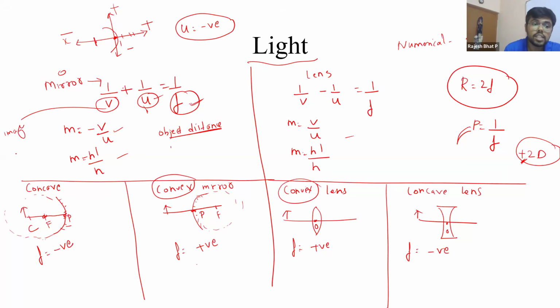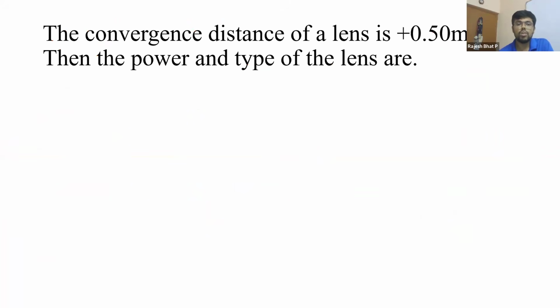You have to remember these formulas. Both formulas are the same for both. And you have to remember the sign conventions. U is always negative in any problem. Focal length: for convex, positive. Remember, our eyes have convex lenses, positive. So concave is negative. Let's go to the next one.